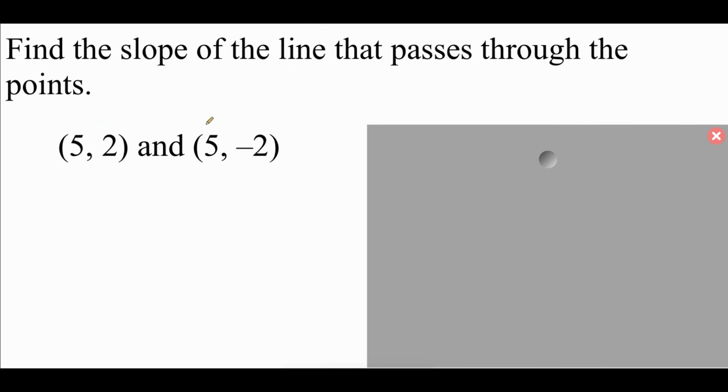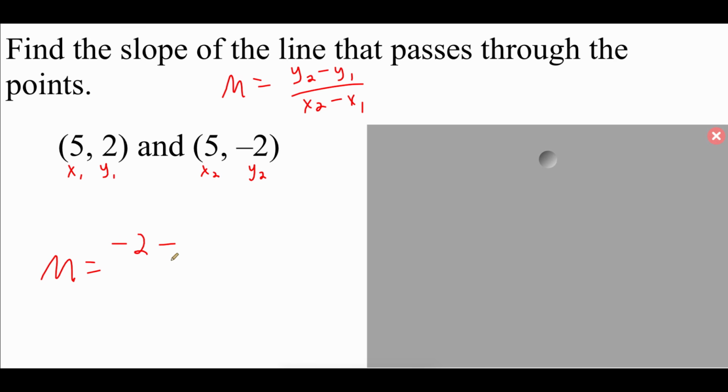A couple more quick examples here using that slope formula. Remember, to find the slope, it's y2 minus y1 over x2 minus x1. In this first example, I'm going to label my ordered pairs. My first point, I'm going to call x1 and y1. And my next ordered pair, I'm going to call x2 and y2. To calculate the slope here, we subtract the y's on top: y2 minus y1. My y2 value is negative 2, minus my y1 value, which is positive 2. Then on the bottom, I do x2 minus x1.